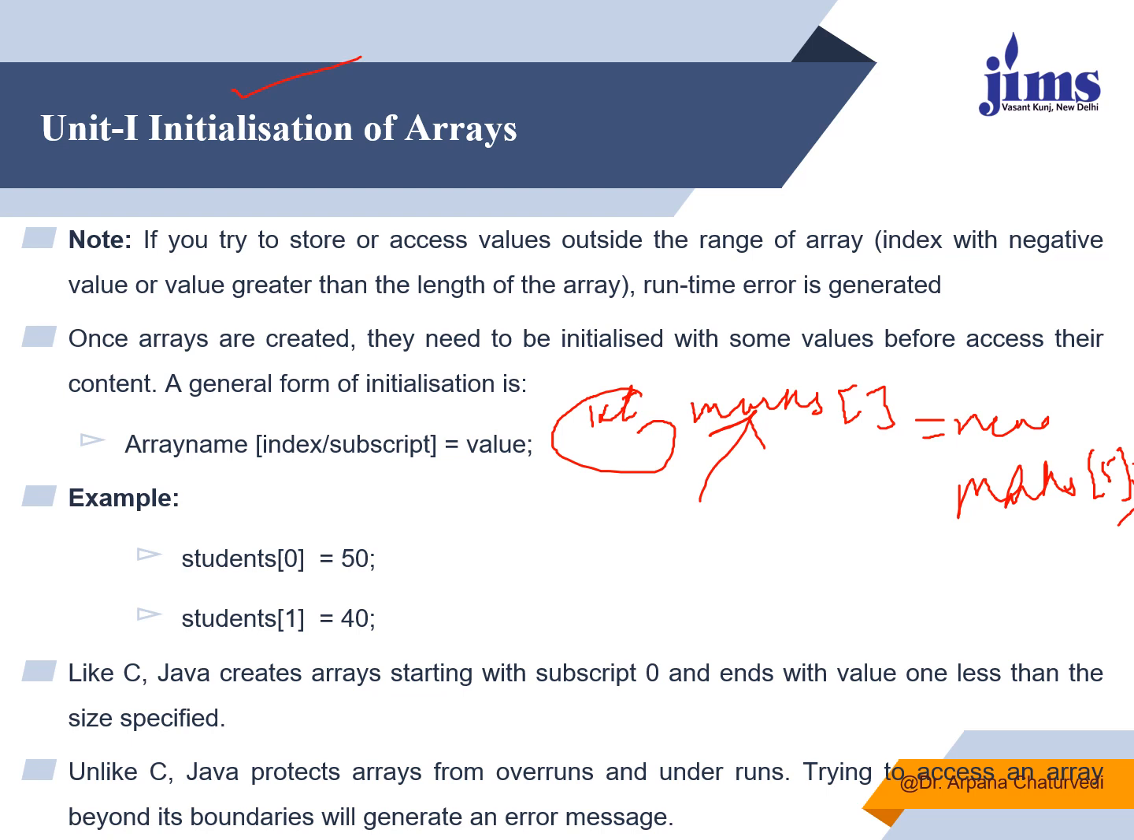The question arises how to initialize. The syntax to initialize an array at different subscript positions is the name of the array, and then within the subscript the index number or subscript position equals to value. As we have done over here, it starts from 0, the base value is 0, student 0 is 50, student 1 is 40. Like C, Java also creates an array starting from subscript 0 and with the value 1 less than the actual size. Unlike C, Java protects arrays from overruns and underruns, and if you try to access an array beyond its boundaries it generates an array out of index error.